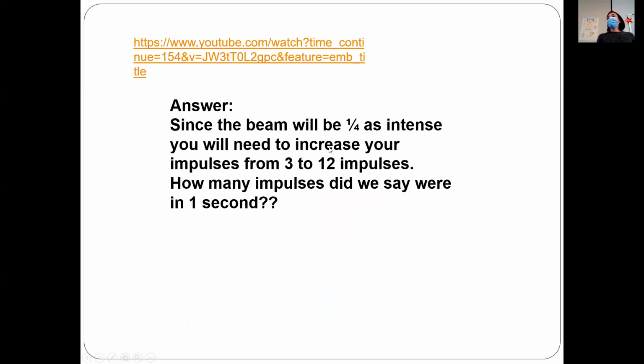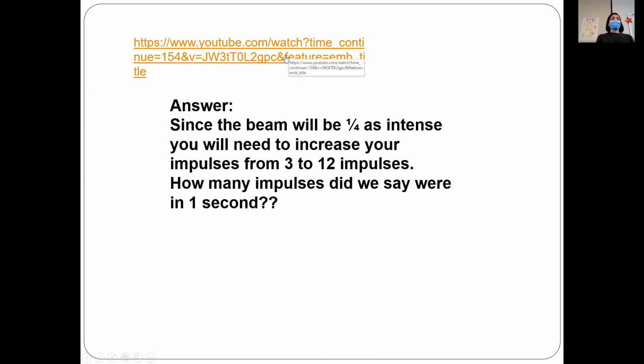So the answer: since the beam will be 1/4 as intense, its intensity is reduced by 1/4, so you'll need to increase the impulses. You have to basically increase your exposure time from 3 to 12 impulses. How many impulses did we say were in 1 second? Do you guys remember that? 60. So 60 impulses in a second. So basically you just have to increase your exposure time if you have a longer tube.